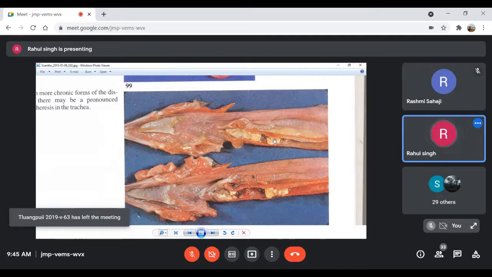Presence of caseous exudate. Same way, beak, tongue, this dotted part is the esophagus that is cut open, and this is the trachea that is cut open. And we can see presence of caseous exudate and a small amount of hemorrhages here. Is it clear? Anybody, any doubt?